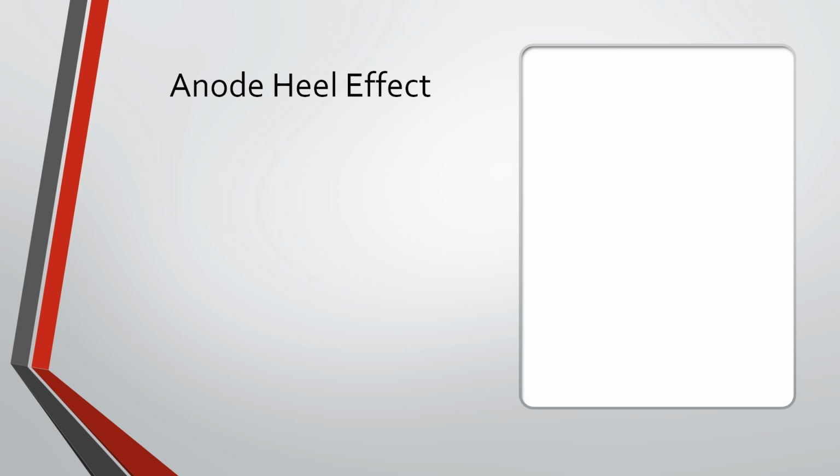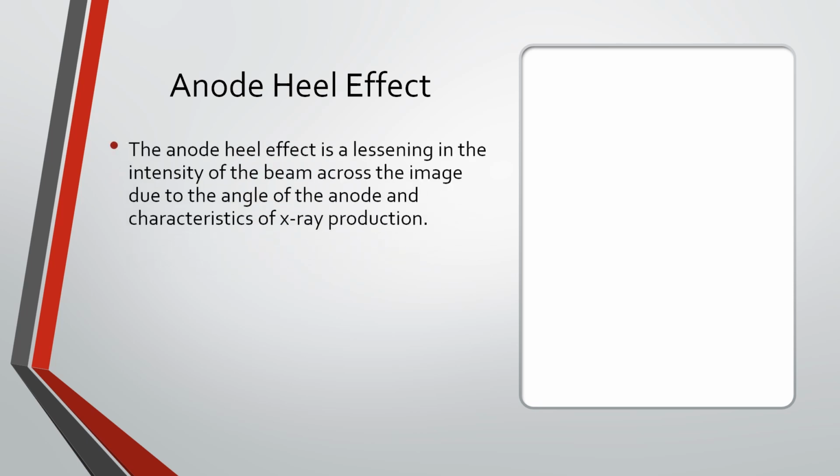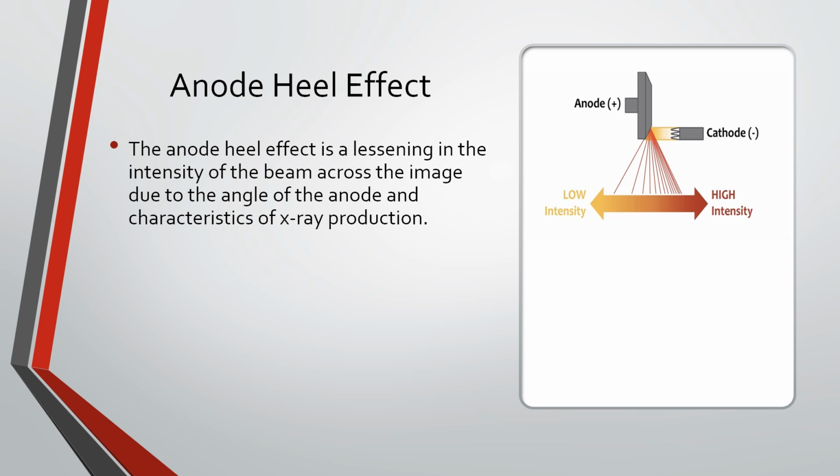Let's go ahead and talk about another aspect that affects the quality of the radiographic image, and that is the anode-heel effect. The anode-heel effect is the lessening in the intensity of the beam across the image due to the angle of the anode and characteristics of X-ray production. So we talked about the angle of the anode, how the less the angle is, the smaller the effective focal spot will become, and then also the greater the spatial resolution of the image will be, right? So why not just make it as flat as we can? The anode-heel effect comes into effect here, is why.